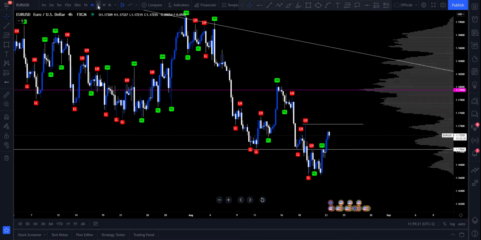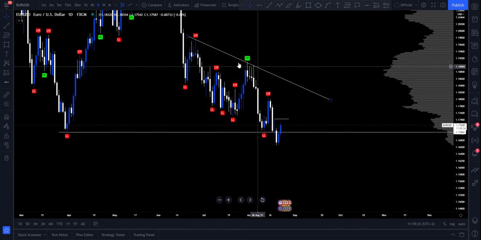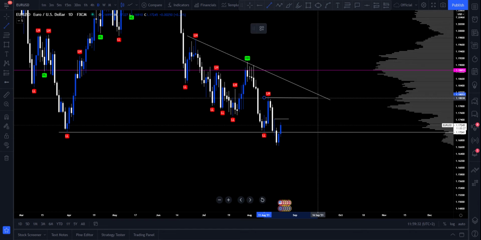But personally, what I would be looking for are sales, because we're, of course, in a downtrend, and also we have a high right here too, which we will see if we are going to be breaking through.